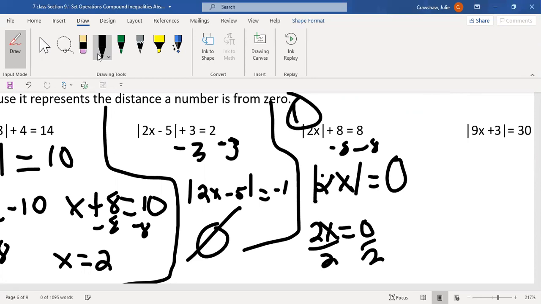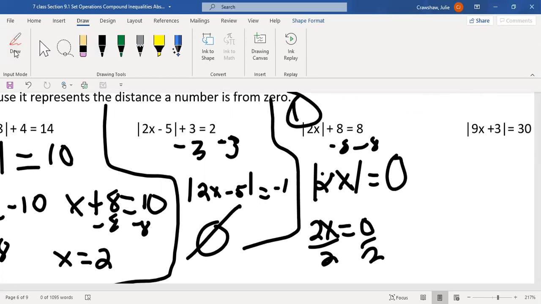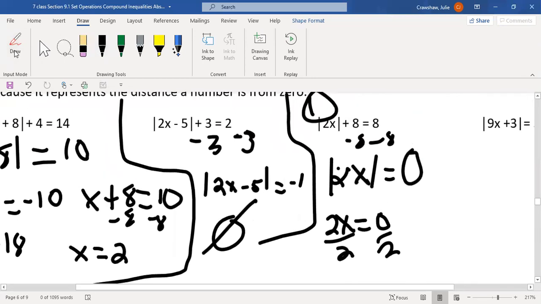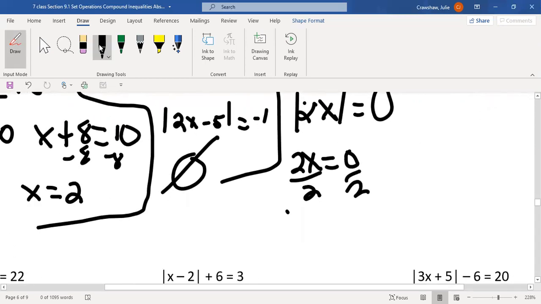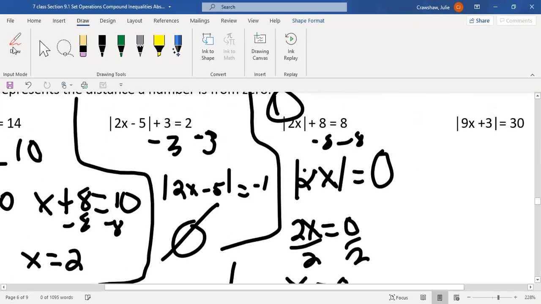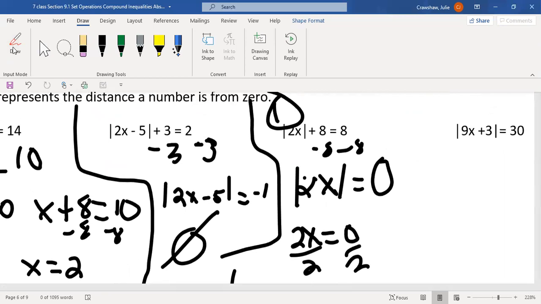Now if I have 0 on top, that's going to give me 0. 2 divided by 2 is going to give me a 1. It's only when it's under the line that it's undefined. This is just the value of 0. If I plug in 0 into my very top, 2 times 0 is 0, and the absolute value of 0 is 0, so I really do get 8 equals 8.